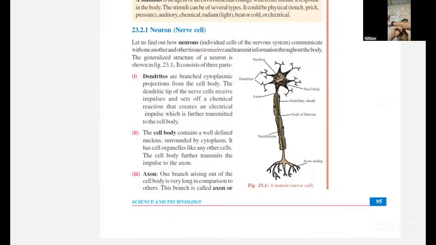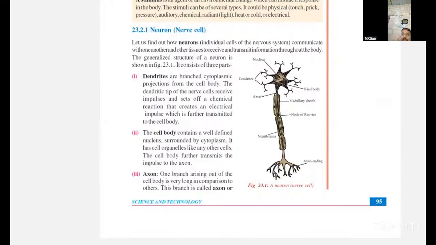For example, if I am pinching my hand, ouch, it's paining. When I'm pinching it, the dendrites, here we have dendrites, take that information and give it to the brain. Oh, somebody's pinching it, now it's paining, now remove your hand. It's like that. This is all done through the nerve cells. Now, is there only one nerve cell? No, there are millions of nerve cells.